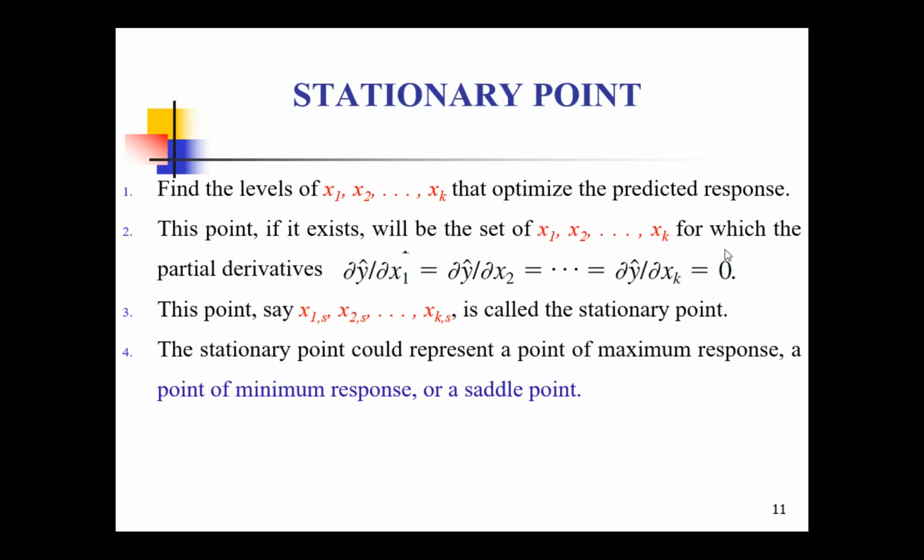So the stationary point that represents a point of maximum response, then it is called as a saddle point. Whether it is a maximum response or a minimum response. The maximum response is the yield. The minimum response may be the surface roughness, then it is called as a saddle point. So we should know the terms. Stationary point is when the partial derivative of the ideal conditions is 0, then it is a stationary point. When the stationary point represents a maximum response or a point of minimum response, then it is called as a saddle point.